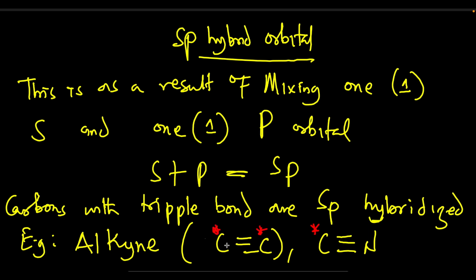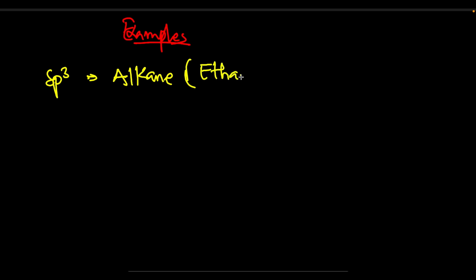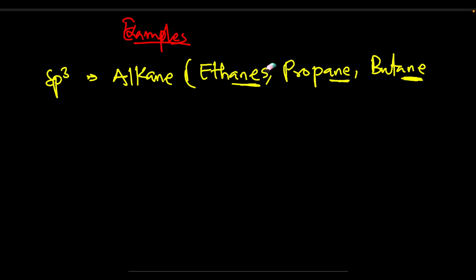All right, I'm going to give us the classes of compounds that contain the various hybridizations, with examples. Now let's look at this. Sp3 is commonly found in alkanes. Examples of alkanes are ethane, propane. As a matter of fact, any compound that ends with -ane, the carbons in those compounds are sp3 hybridized. Now, sp2 is commonly found in alkenes.